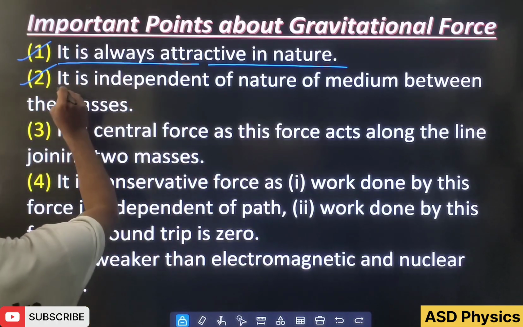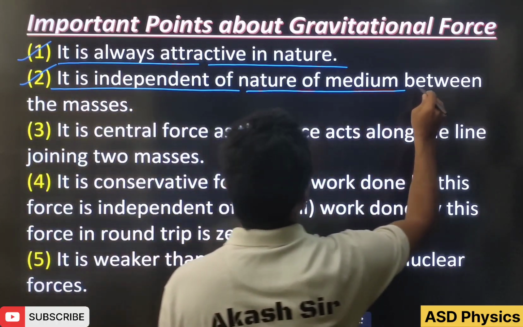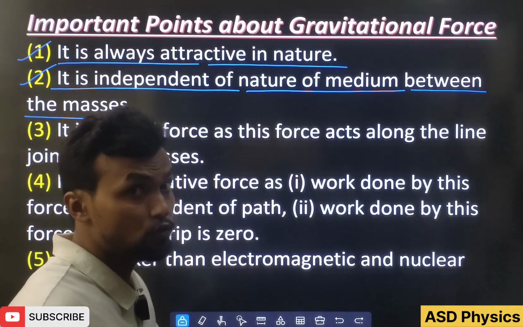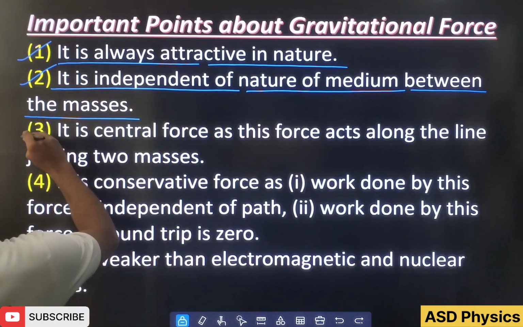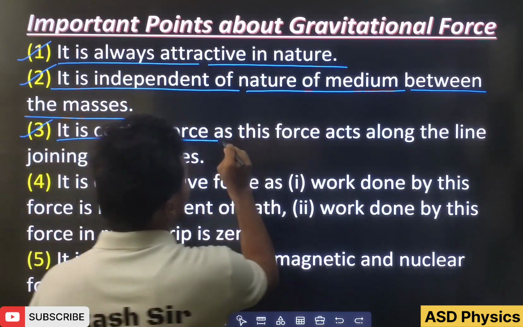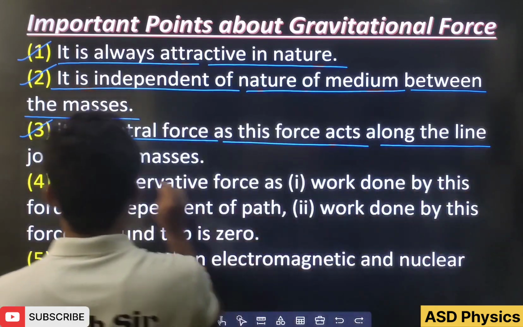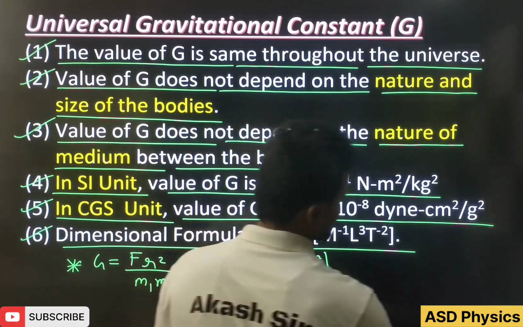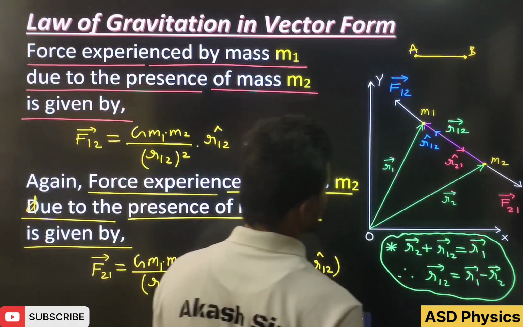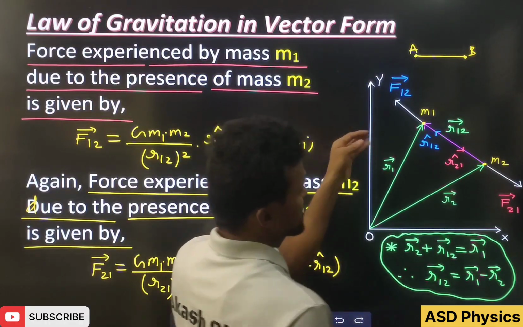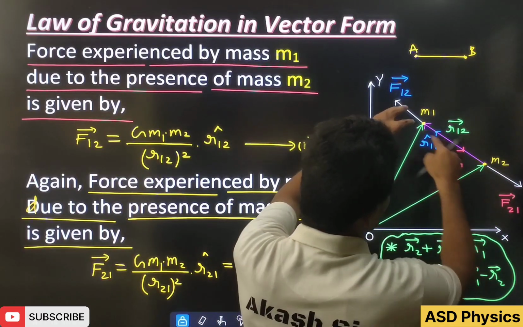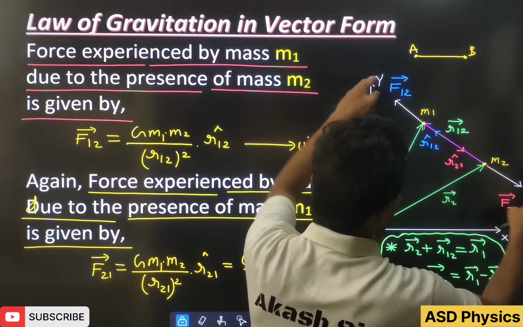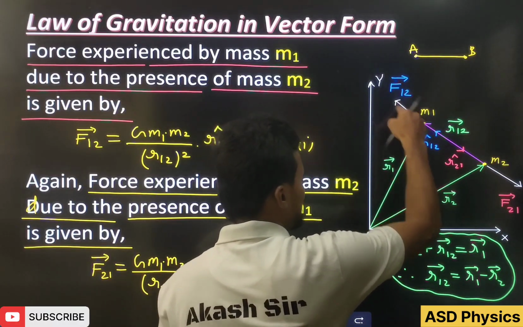Next point, as I told you, it is independent of the nature of the medium between the masses. When the medium changes, the force will not change here. Okay. Third one: it is a central force, as this force acts along the line joining the two masses. Even if we take the previous situations, you can see very well. Whenever I have drawn the forces, they are along the line joining the two masses. By the pink color, see, along the line only I have drawn the forces.